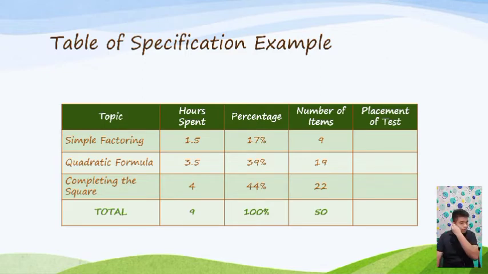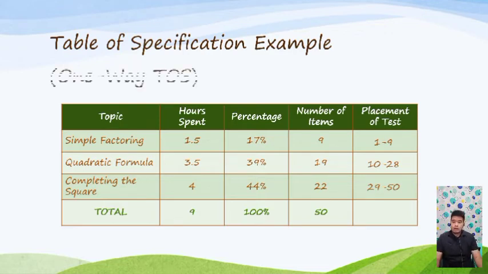So you can also add the placement of the test, wherein you can assign where you want to locate these questions in the examination. For example, simple factoring, what are the numbers for the questions in simple factoring? So let's say, for example, I put 1 to 9 for the simple factoring. For quadratic formula is from items 10 to 28. These are all quadratic formula questions. And for completing the square method, we have 29 to 50. So that is the placement of questions in the examination.